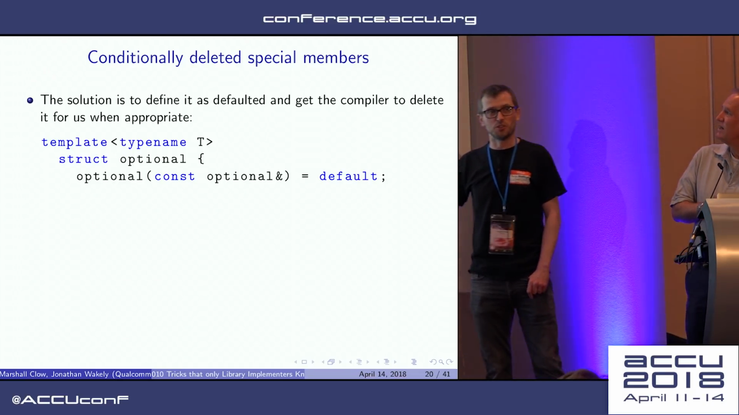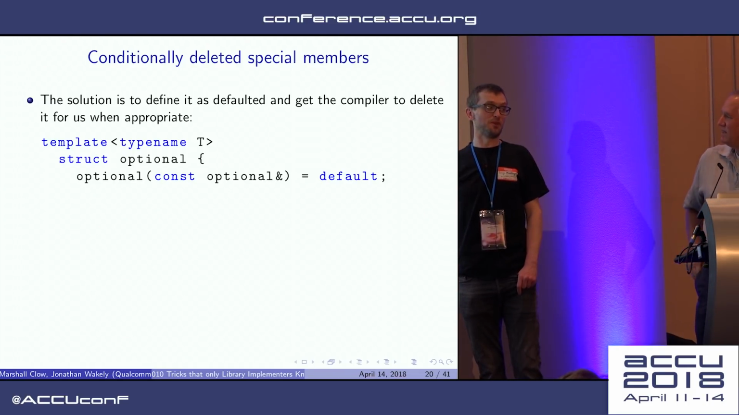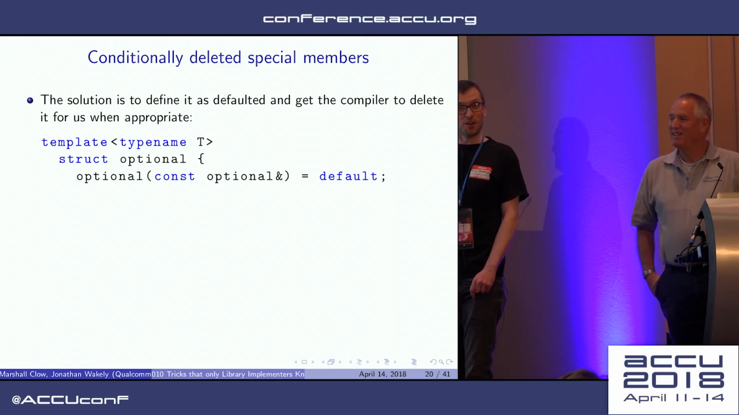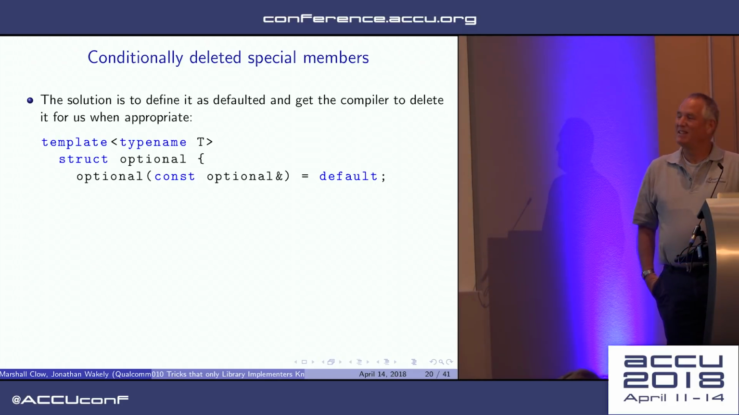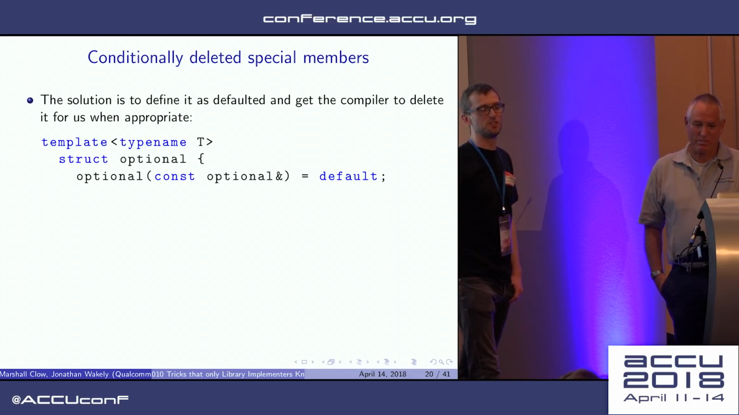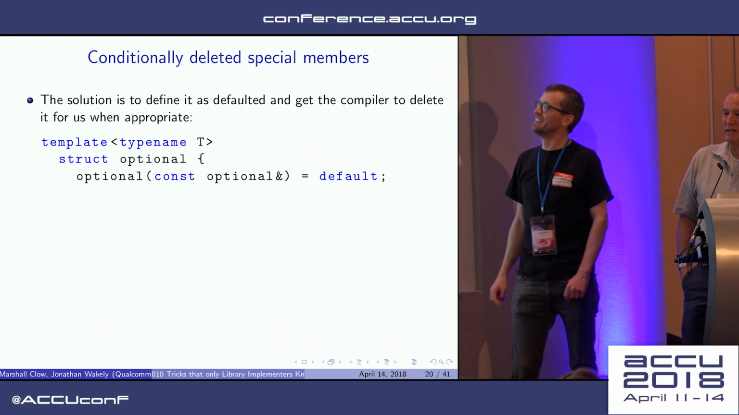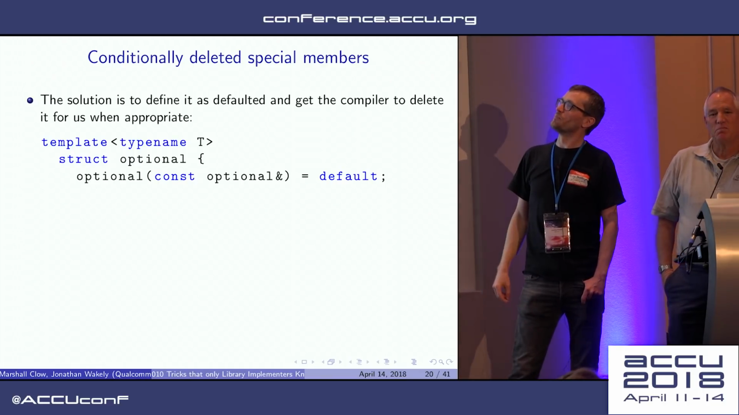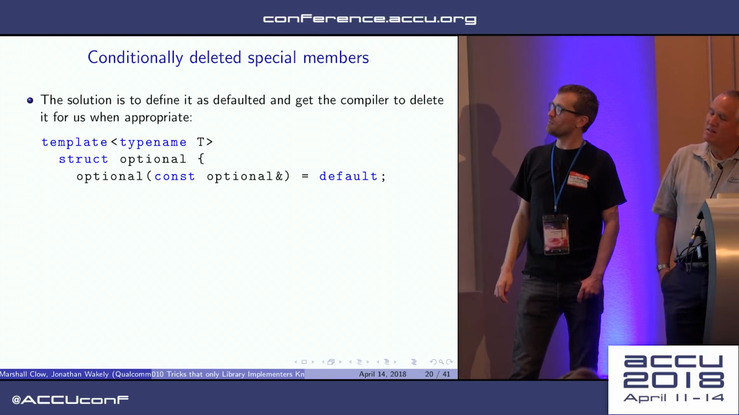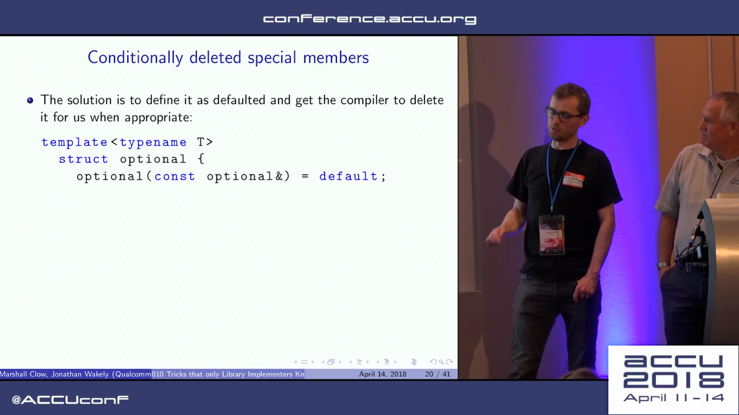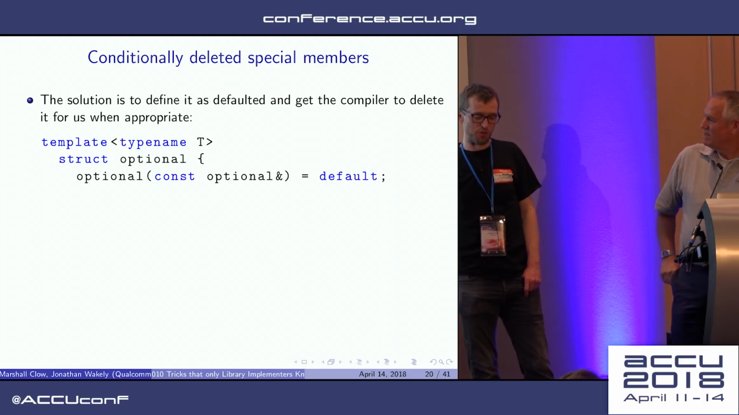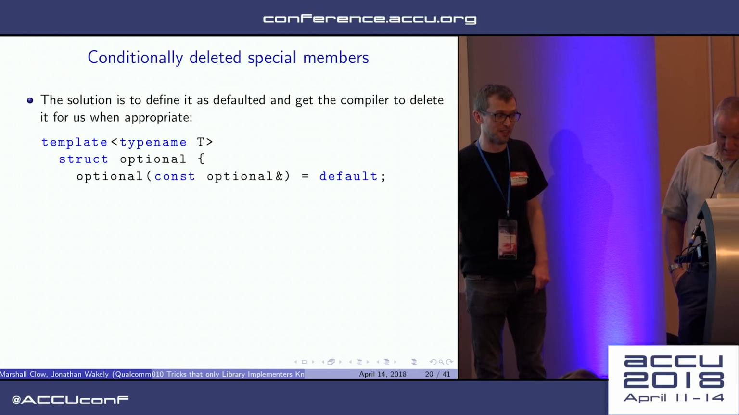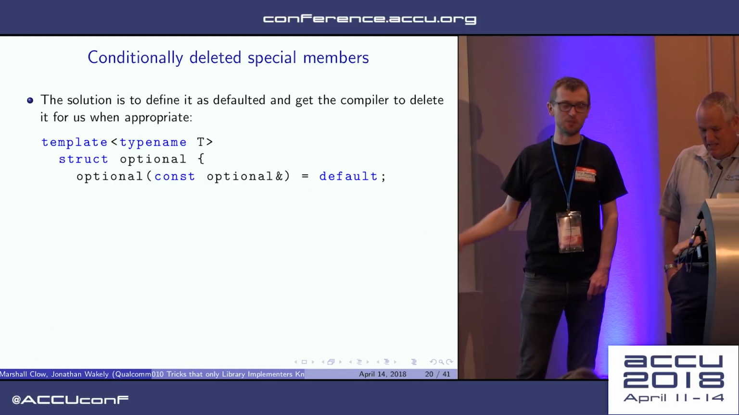Instead of getting the compiler to screw you over by providing the copy constructor, you get the compiler to help you and say, okay, fine, I'm just going to define it as defaulted. You figure it out, compiler. You make this not happen if it shouldn't happen. Of course, it's not quite that easy, because all you've done now is move the problem to, okay, how do I tell the compiler what it should do?